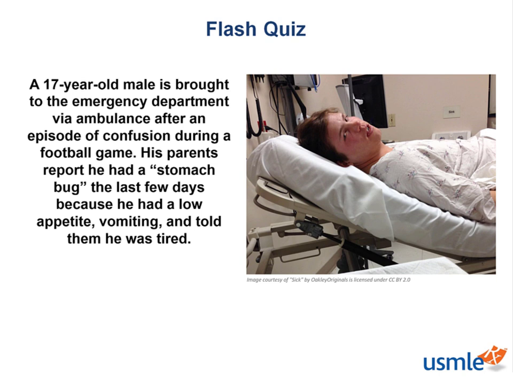Remember to have a running list of differentials as you go through cases, which is why knowing the unique aspects of certain diseases can help you rule in and out different diseases.